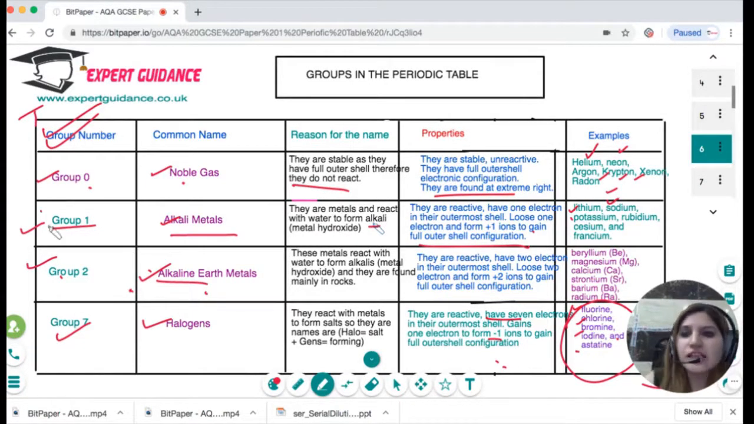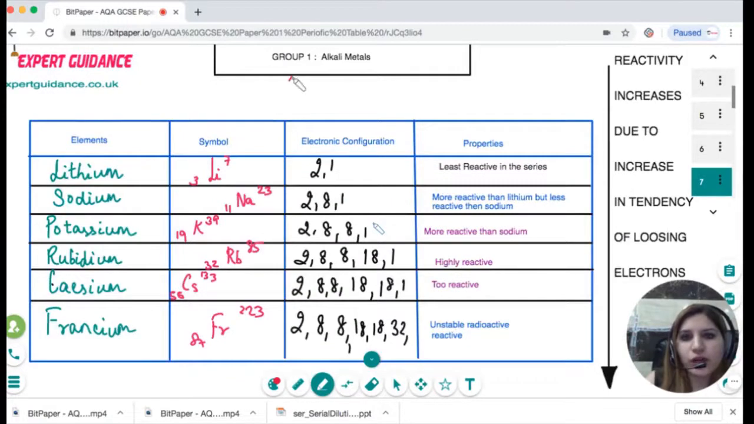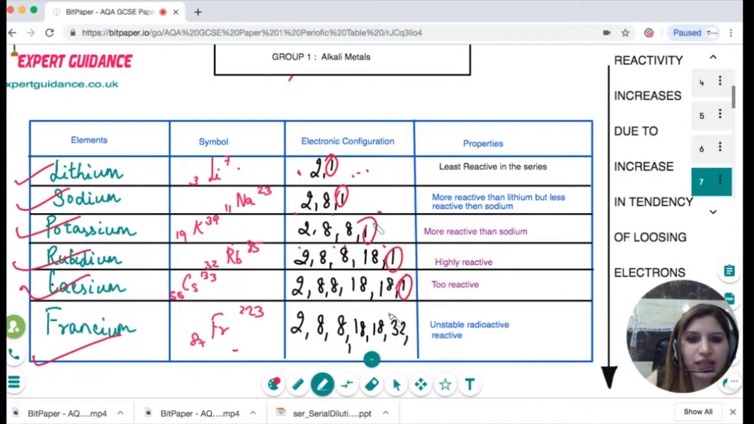Okay, so now let's elaborate about group 1 and group 7 a bit. Now, when we talk about group 1, these are all the elements: lithium, sodium, potassium, rubidium, cesium, and francium. That is their symbol. You can easily see from the periodic table. And this is their electronic configuration. So lithium is 2,1, 2,8,1, 2,8,8,1. Now you can notice all of them have 1 electron in their outermost shell. Therefore, they all belong to group 1.